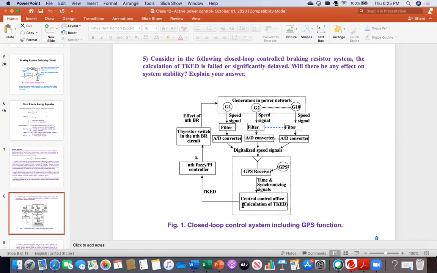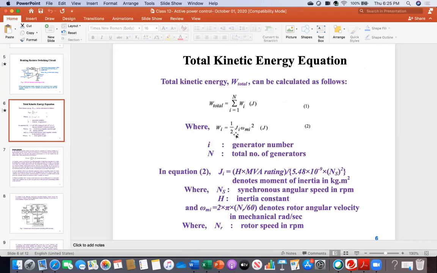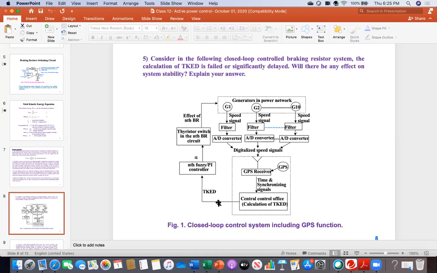And then in the central control office, you have your algorithm, you have your code, for example, to calculate this one, you have the calculation process. Once you get the omega m, then you are ready to calculate, and then you make the difference. That is your TKED, that is going to the controller. The controller is operating the braking resistor, and then the braking resistor's effect is going to the network. That's why this is a closed loop system. That is the meaning. Now come back to the question.